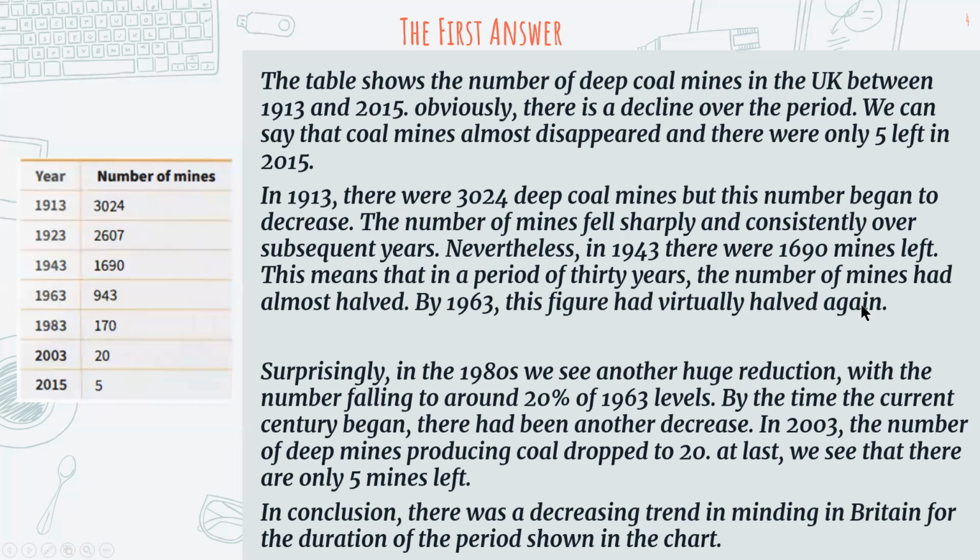So this is our first paragraph of the answer. As you can see, it's a good answer, but there are some problems. We are going to talk about these problems later on. Surprisingly, in the 80s, we see another huge reduction with the number falling to around 20% of 1963 levels. By the time the current century began, there had been another decrease. In 2003, the number of deep mines producing coal dropped to 20, as you can see in 2003.